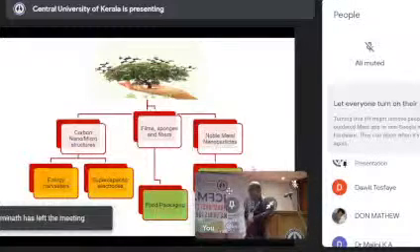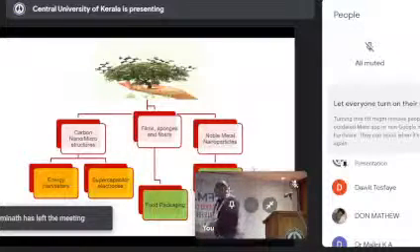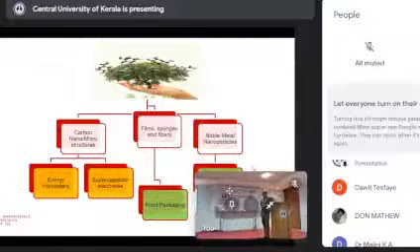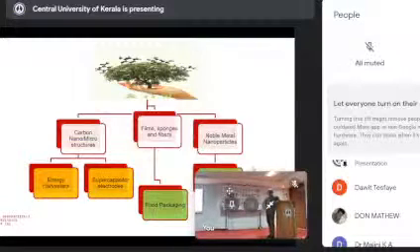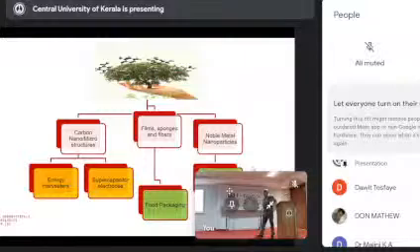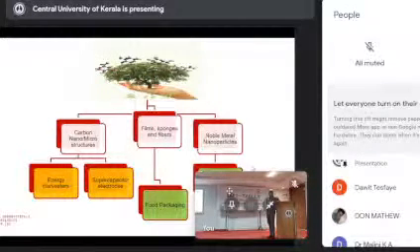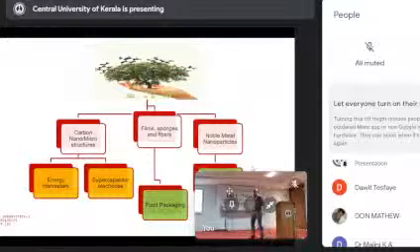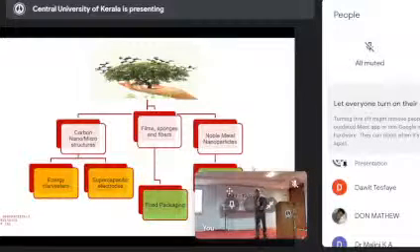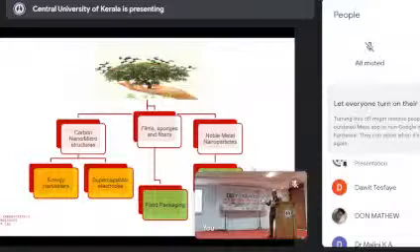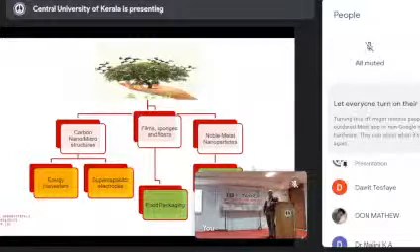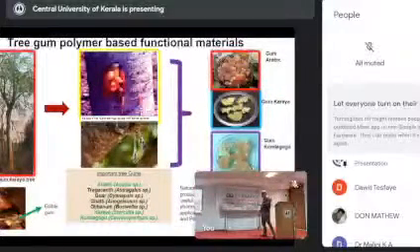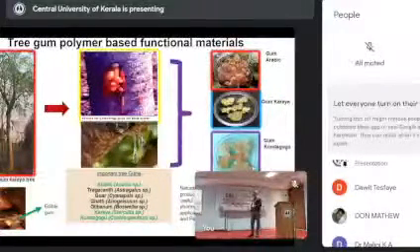and supercapacitor electrodes. There are also functional materials for making films, sponges, and fibers, and their application in food packaging. And these biopolymers are used for the green synthesis of novel nanomaterials, and their application in catalytic degradation of environmental pollutants. So this is roughly about the tree gum polymers.